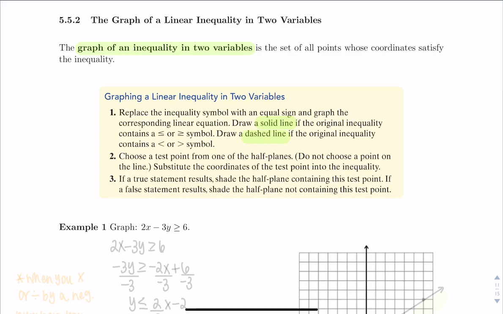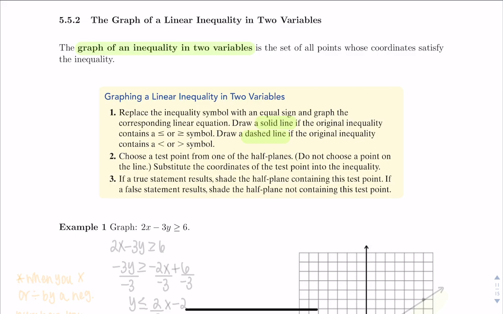You can choose a test point from one of the half planes. Do not choose a point on the line. Substitute the coordinates of the test point into the inequality, and if a true statement results, you shade that half plane containing the test point. If a false statement results, you'll shade the opposite side.